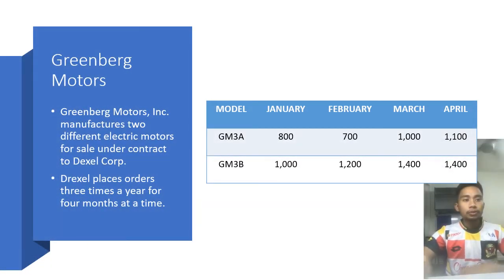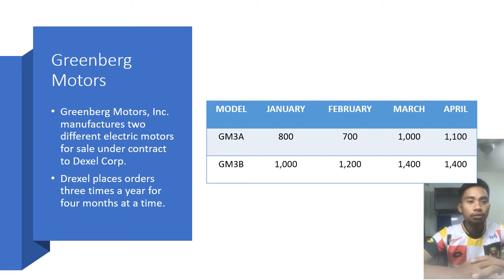Okay, let's start with the introduction. Greenberg Motors manufactures two different electric motors for sale under contracts to Drexel Corp. Drexel places orders 3 times a year for 4 months at a time. Greenberg wants to develop its production plan for the next 4 months.